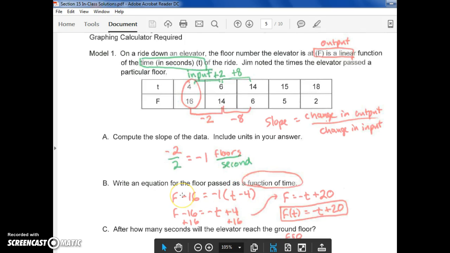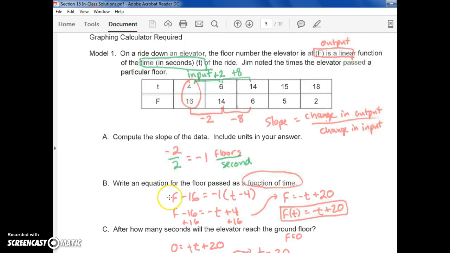So I picked any point. It really doesn't matter which one you pick, as long as you're picking matching values. So I've got the time and the floor number. So I took f minus the floor number, which is 16, equals our slope, which we just found, times t minus the t value, which is 4.